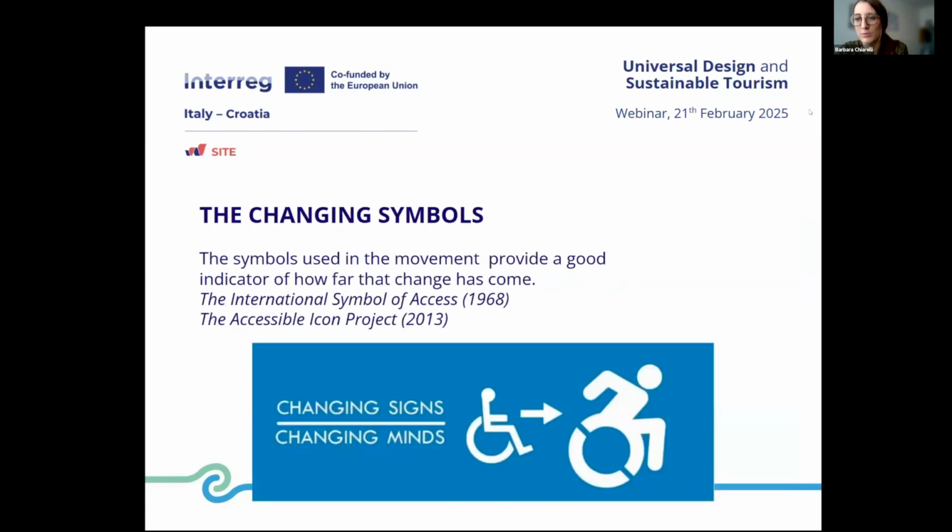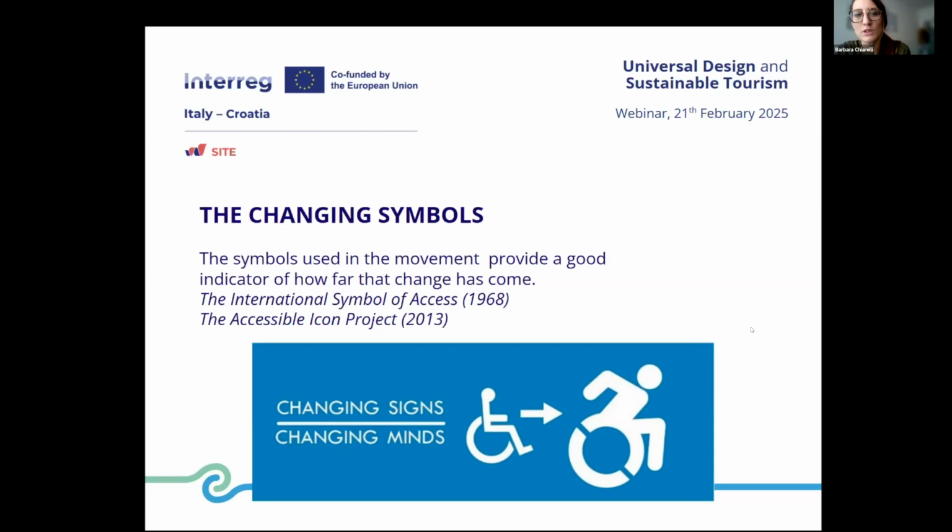Through the disability rights movement, people with disabilities have redefined themselves, and the symbols used in the movement provide a good indicator of how far the change has come. On the left is the first international symbol of accessibility, which denotes the availability of accessible facilities. And on the right, we see a more active and forceful symbol, a new universal symbol for accessibility in continuity with its predecessor, but differently showing a dynamic and moving person.